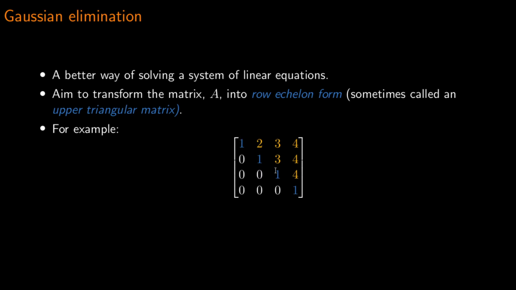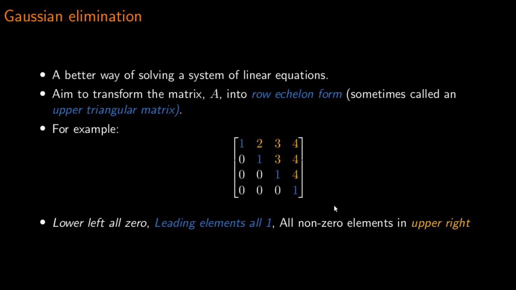In this example, I've put these as all equal to 1. That's not strictly necessary, and indeed for using Gaussian elimination for the purposes of solving a system of linear equations, we don't need to worry about making the leading diagonal elements equal to 1. So our objective really is just to make sure that all of the elements here at the lower left are equal to 0. Now, how do we do that?